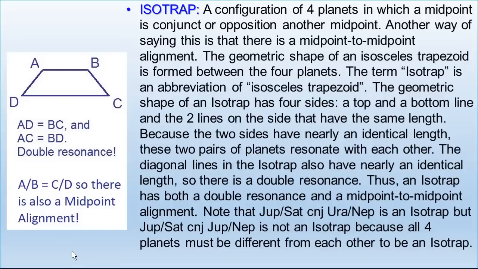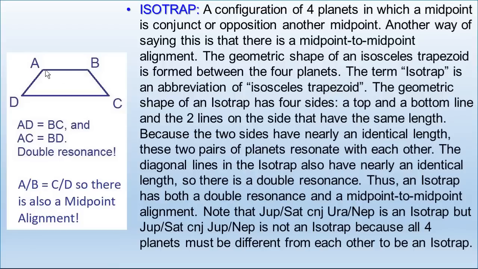So you can describe an isotrap. One way to describe it is that it's when 2 pairs of planets are separated by the same angular distance. Let me say that again. An isotrap occurs when 2 pairs of planets are separated by nearly the same angular distance. So the AD angle is almost identical to the BC angle. AD equals BC.